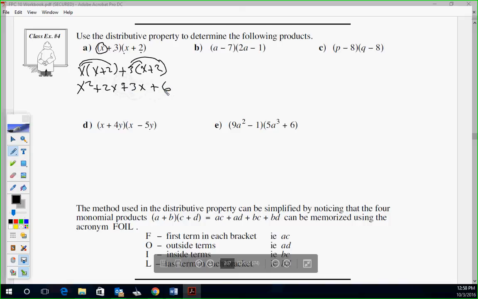And now combine like terms. Okay, and that one looks familiar. That's the one we did in the beginning. Okay, I'll do D, and then I'm going to talk about foiling. I'm going to foil the rest.